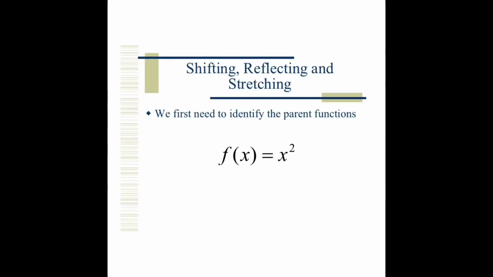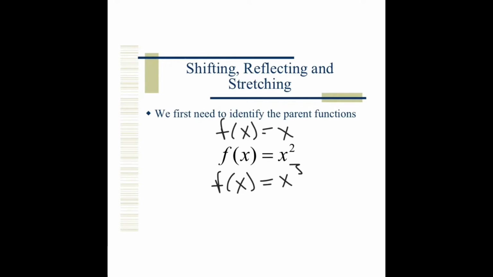Before we can talk about shifting, reflecting, and stretching, we need to identify the idea of a parent function. The most basic parent function is the heart of the function, which gives it its defining characteristics. We have several that you probably are familiar with. The first one here is f of x equals x squared, but there are several more. We also have f of x equal just plain old ordinary x. We have f of x equals x cubed, and we can extend this pattern for different powers.